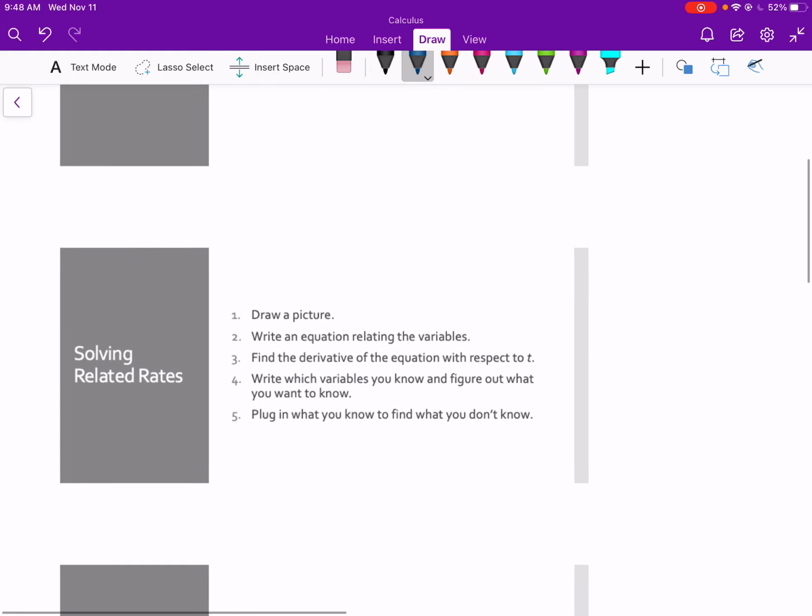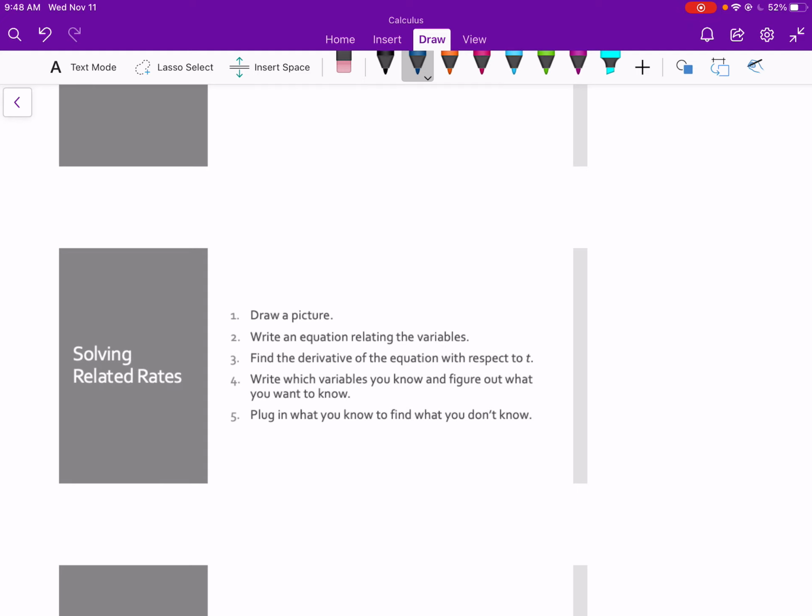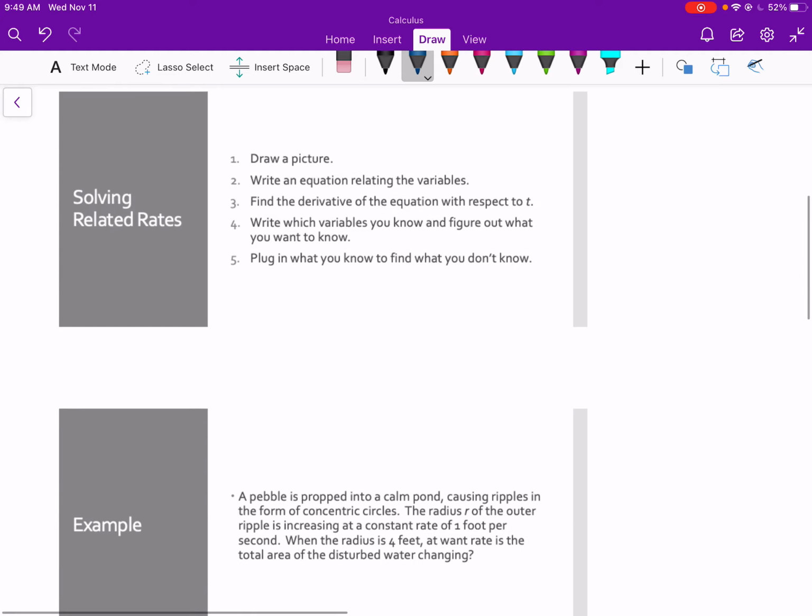So when we're solving related rates problems, our first thing we want to do is to draw a picture. Once we've drawn a picture, we want to write an equation relating the variables. So if it has to do with volume, you would write your volume equation, area, write your area equation. Sometimes it might be the Pythagorean theorem or the distance formula. So you're just going to find an equation that you can write for the situation. Then we're going to find the derivative of that equation with respect to t. And then we're going to write down what we know and what we don't know, and then plug in what you know to find what you don't know.